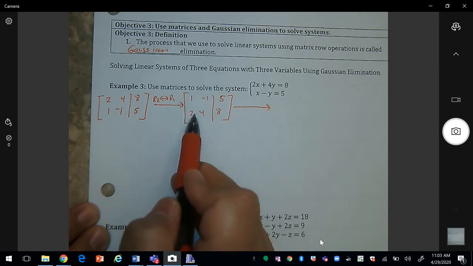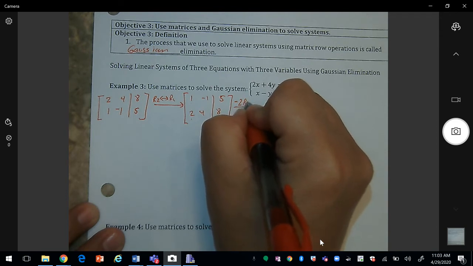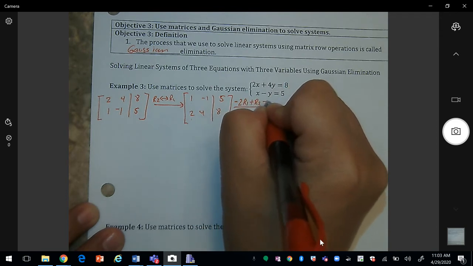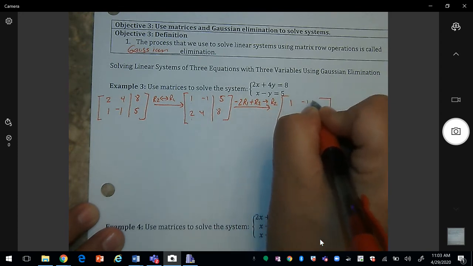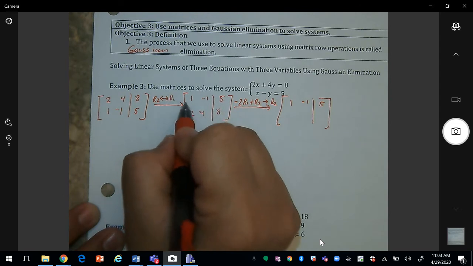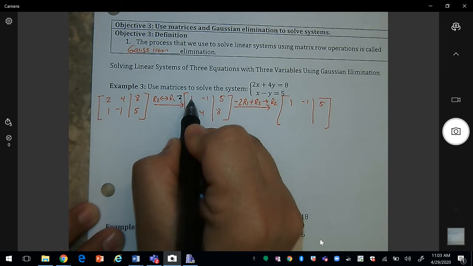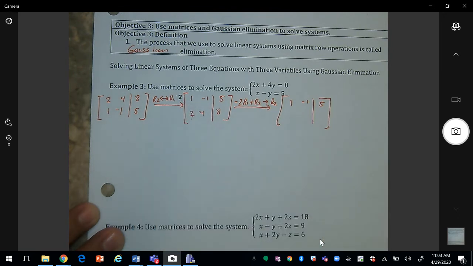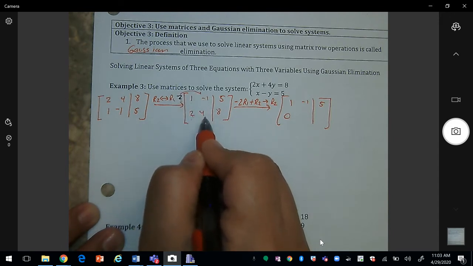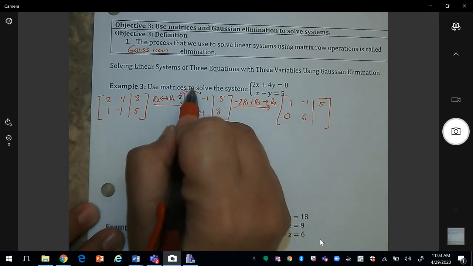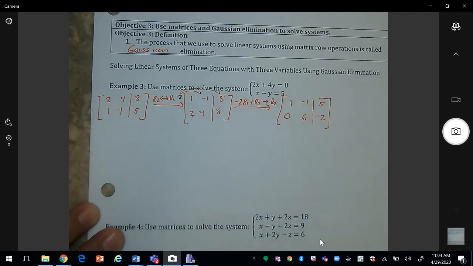Now I'm going to use this one to make everything below it a 0. So I'm going to multiply by -2 times row 1, add it to row 2, and then I'm going to put the results in row 2. I'm not changing row 1, so I'm just going to write it down. So if I multiply by -2, -2 times 1 is -2 plus 2 is 0. -2 times -1 is +2 plus 4 is 6. And -2 times 5 is -10 plus 8 is -2.